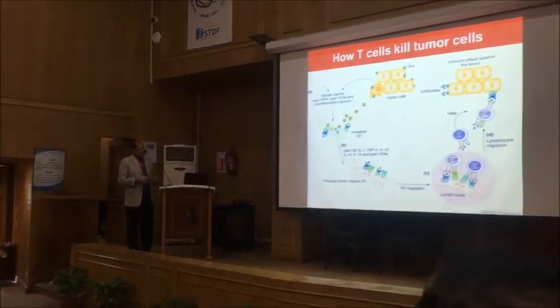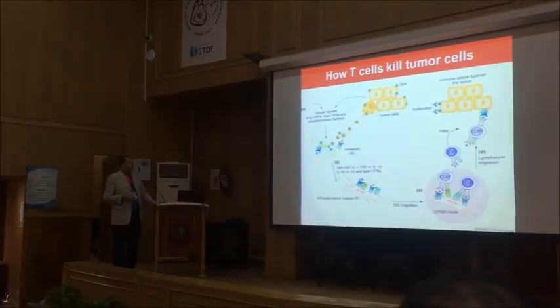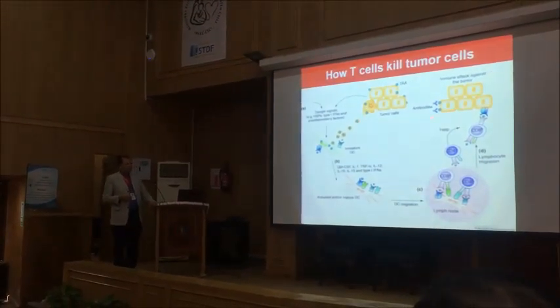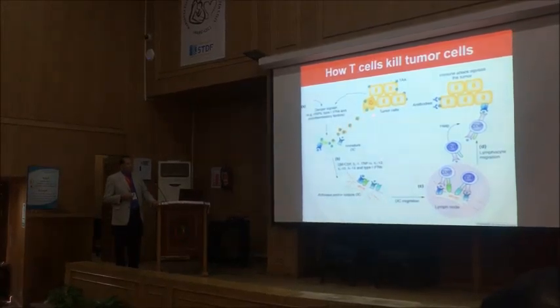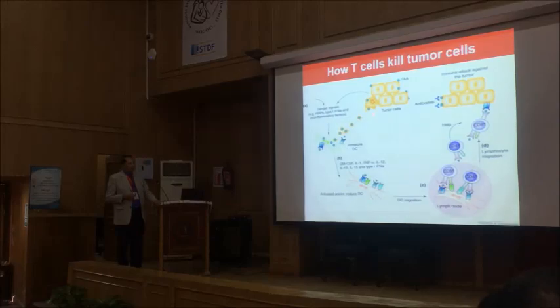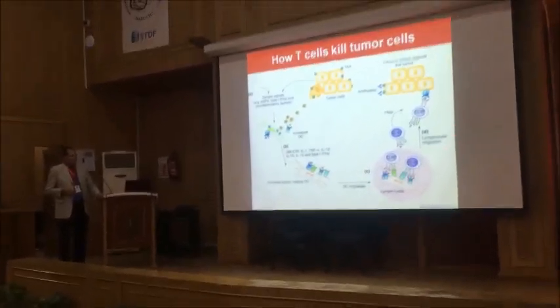This is a typical scenario of how you generate anti-tumor immunity. These are the tumor cells. They shed tumor antigen into the tumor microenvironment or even into different tissues, in skin or wherever, into the lymph node.